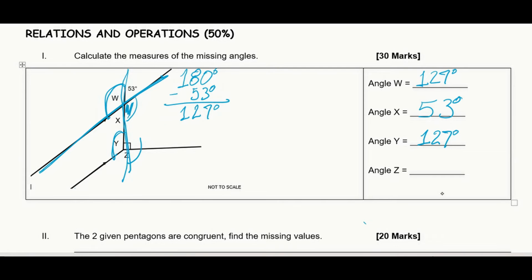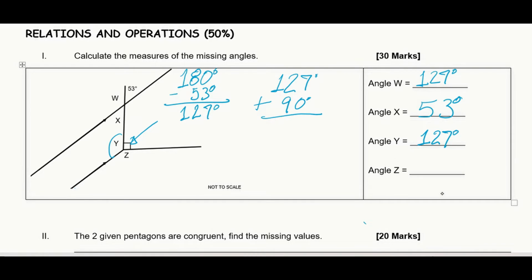Now, let's keep on going and let's find Z, angle Z. Over here, we already know angle Y, which is 127. And we can tell because of this symbol that it is 90 degrees. So we know 127 plus 90 degrees. Now this is going to be 7, this is going to be 11, and so 217. But is that the angle Z?